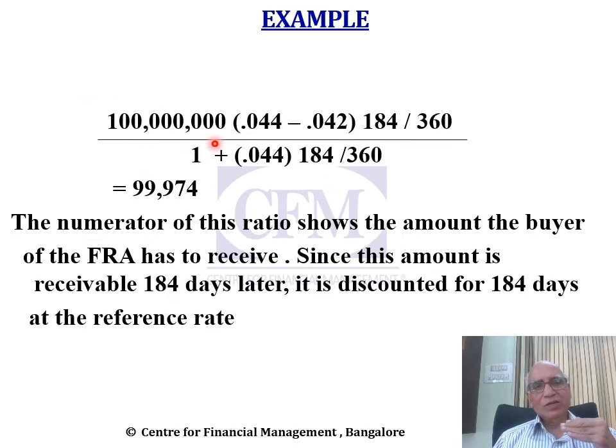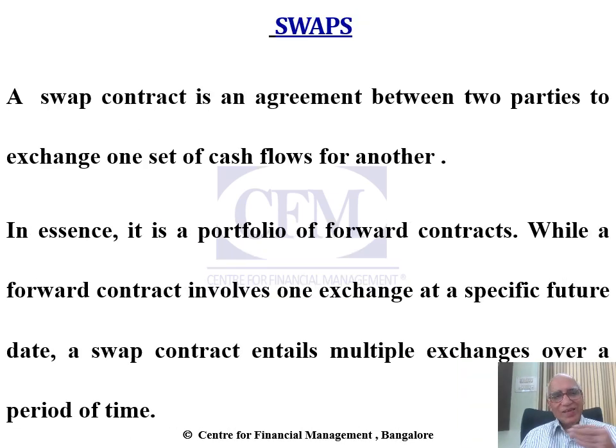In our example, the notional amount is 100 million USD, reference rate is 4.4%, FRA rate is 4.2%, number of days is 184, basis is 360. This is the amount receivable by the buyer of the FRA, but it will be receivable after 6 months. So this has to be discounted for a 6-month period. The numerator of this ratio shows the amount the buyer of the FRA has to receive. Since this amount is receivable 184 days later, it is discounted for 184 days at the reference rate and paid to the buyer.